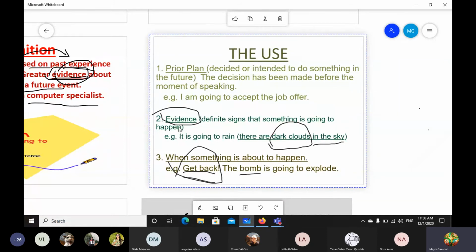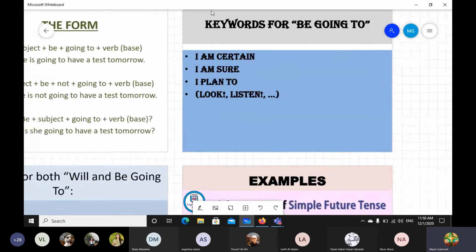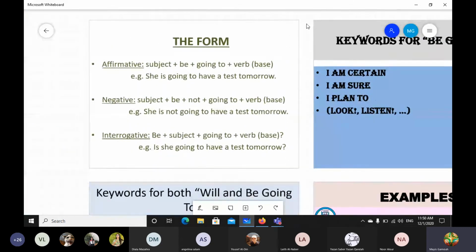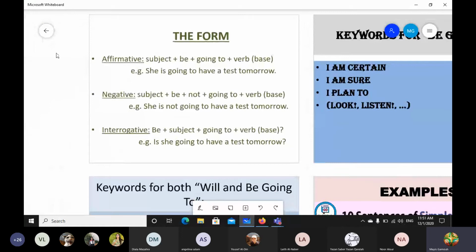Number two is regarding evidence. I have to have evidence in order to say that this thing is going to happen in the future, such as the dark clouds. That's how I knew that it is going to rain, and when something is about to happen. Let's talk about the form for be going to.